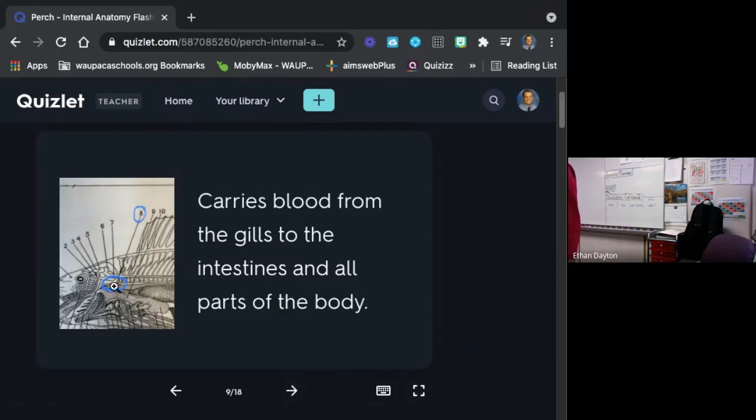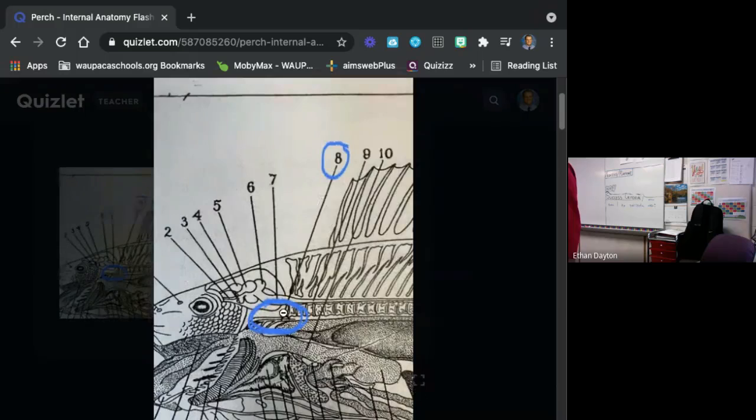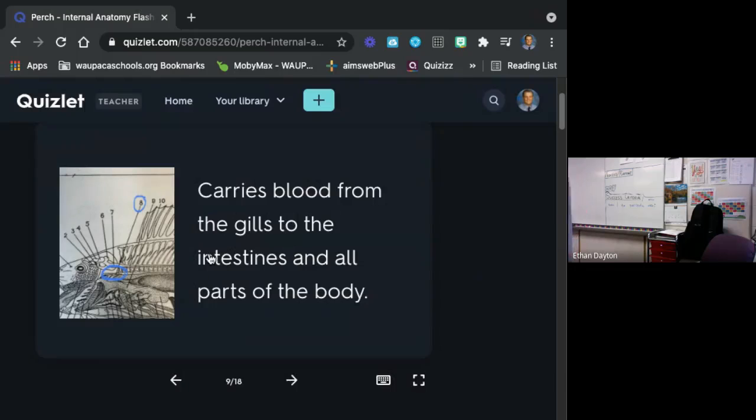Dorsal aorta. Okay, an aorta has to do with pumping blood. These 3 little veins or arteries connect to this aorta right here on the back of the fish, and that carries blood from the gills. So the gills get oxygenated blood, right? Blood full of oxygen. Yay, we like that. And take it to the intestines and the rest of the body via this dorsal aorta.